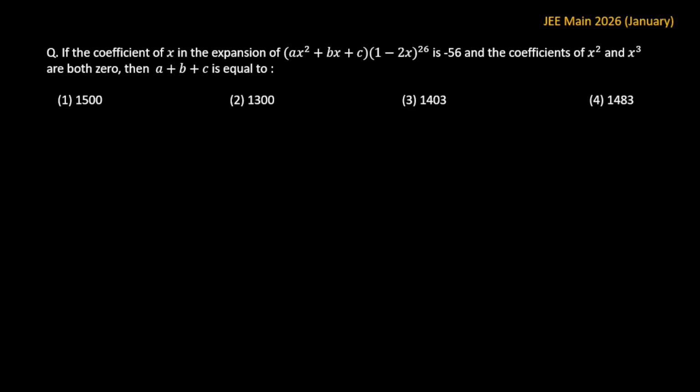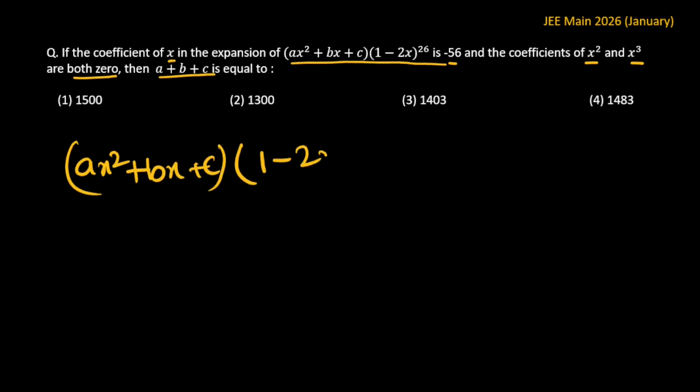Let us carefully observe the problem. In the question it is given that for this expression, the coefficient of x is minus 56, and the coefficients of x square and x cube are both 0. Then find the value of a plus b plus c. Now write it clearly, this expression: (ax square plus bx plus c) into (1 minus 2x) power 26. So we find the coefficient of x, x square and x cube of this expression.